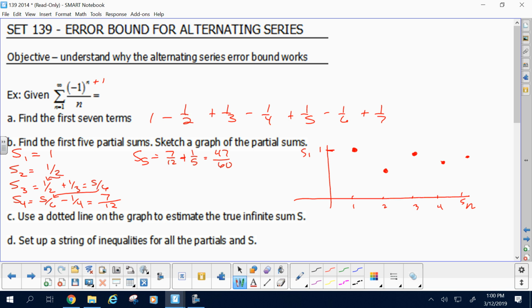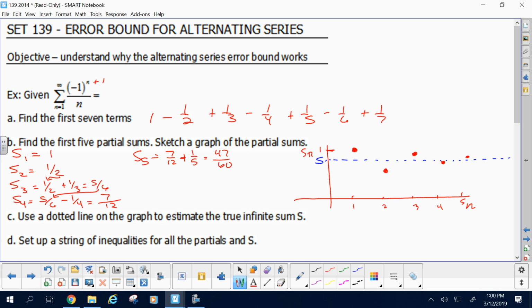Now, I think that is interesting. Would you try and estimate the true infinite sum with a dotted line? Put where you think the infinite sum would be. The true, if you just kept adding forever. Where would S be? This should be S1, this should be S2. So I'm saying in here somewhere. Yeah?